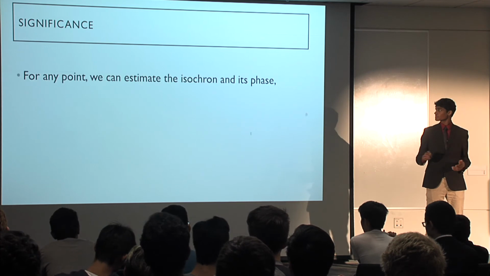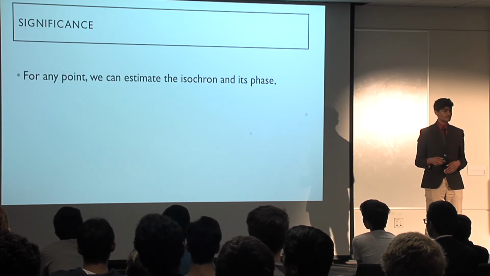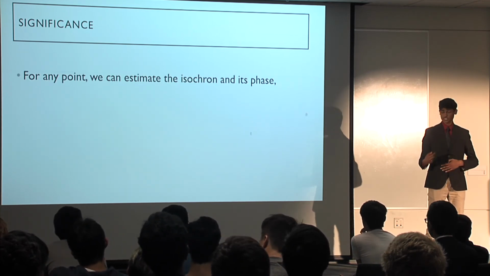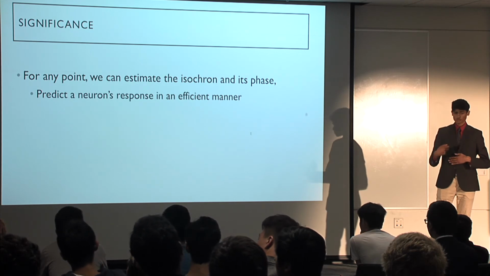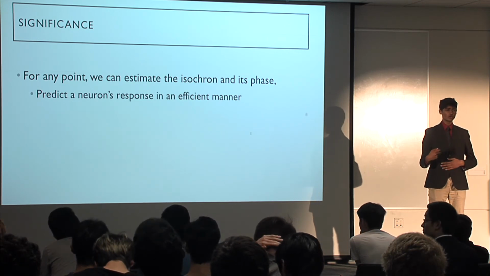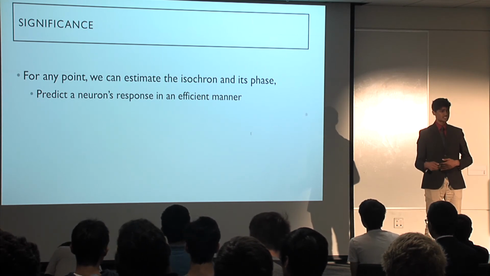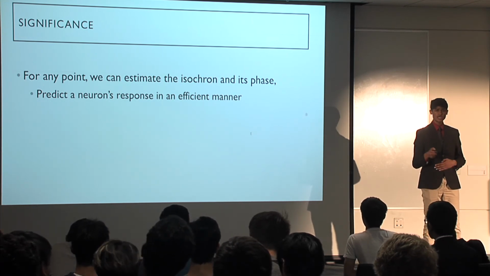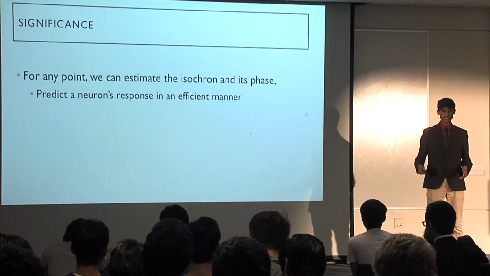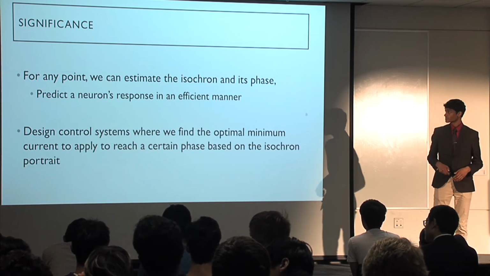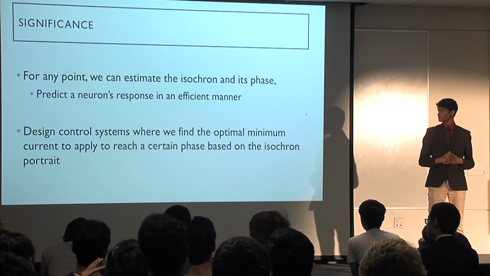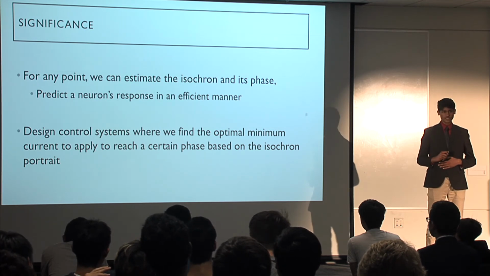And so what's the significance of all this? Why does it all matter? Well, for any point, we can now estimate the isochron, or the phase that this point will end up on. We can predict a neuron's response in an efficient manner. We no longer have to stimulate the neuron for a certain number of periods. Instead, we can just say, here are the initial conditions. What will the phase be based on looking at the neighboring points and what their color was? We can design control systems where we find the optimal minimum current to apply based on a certain phase.